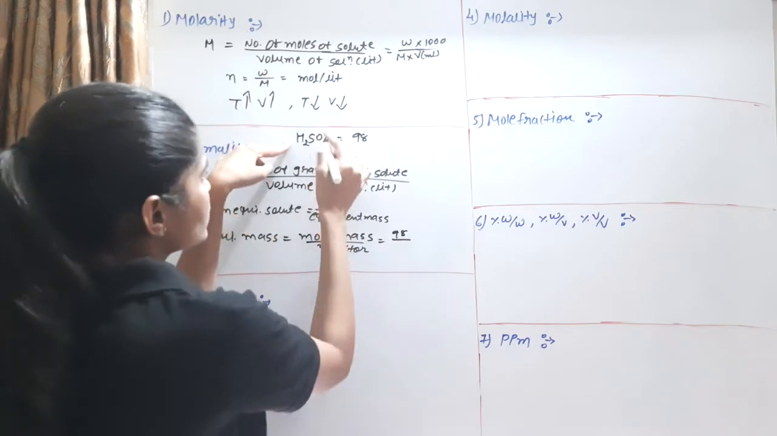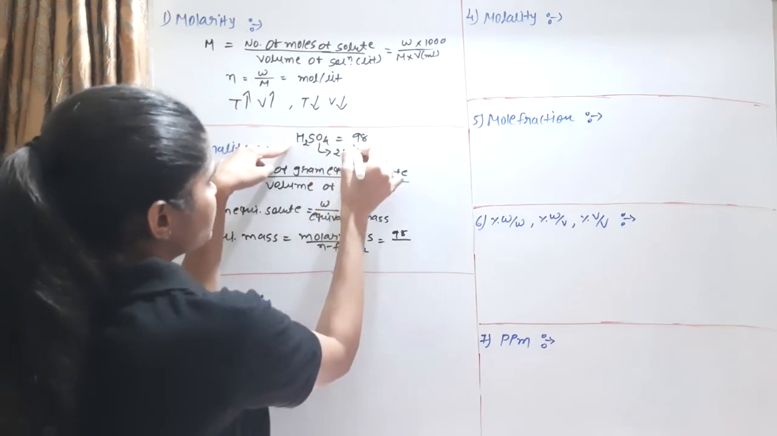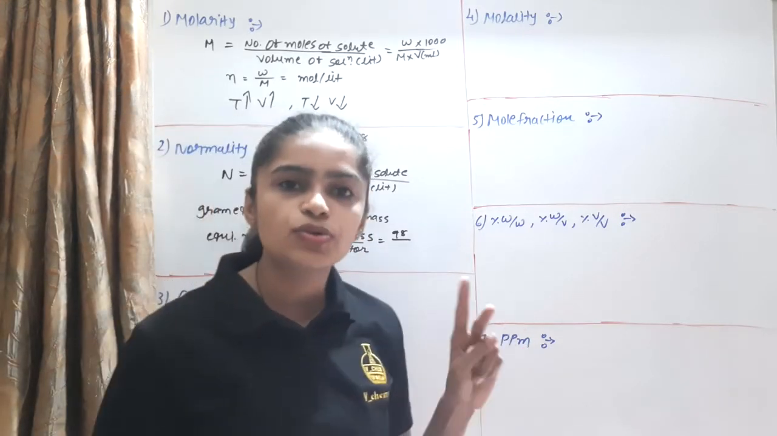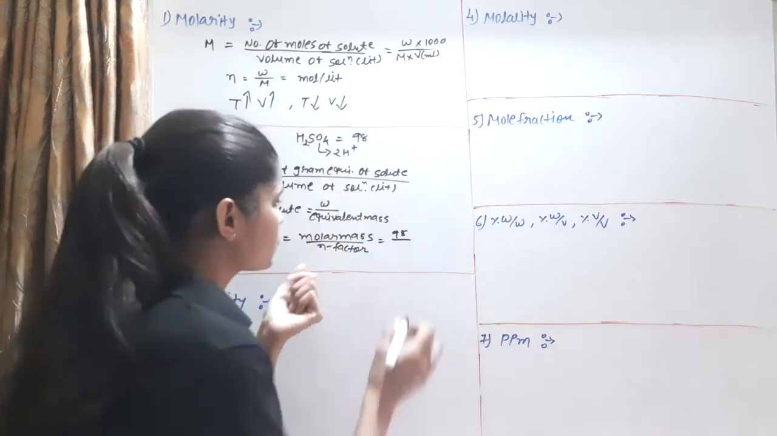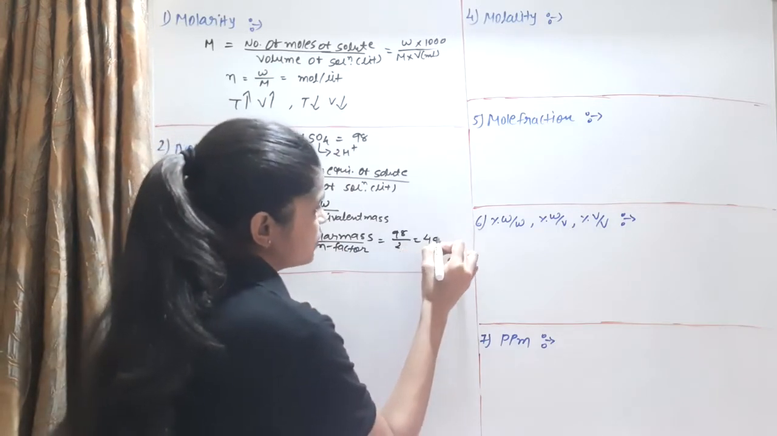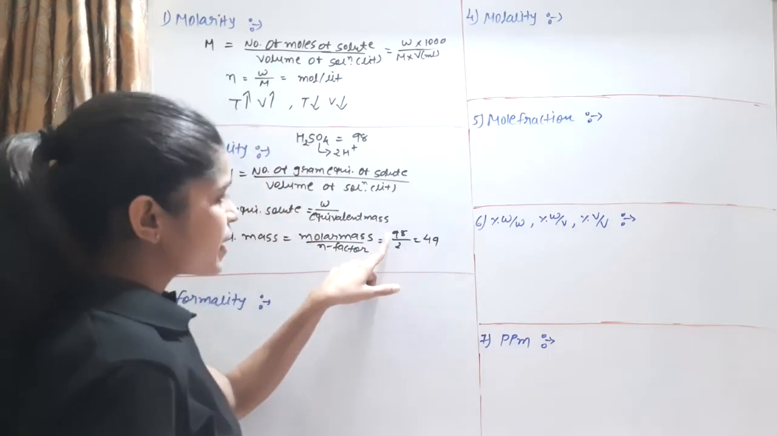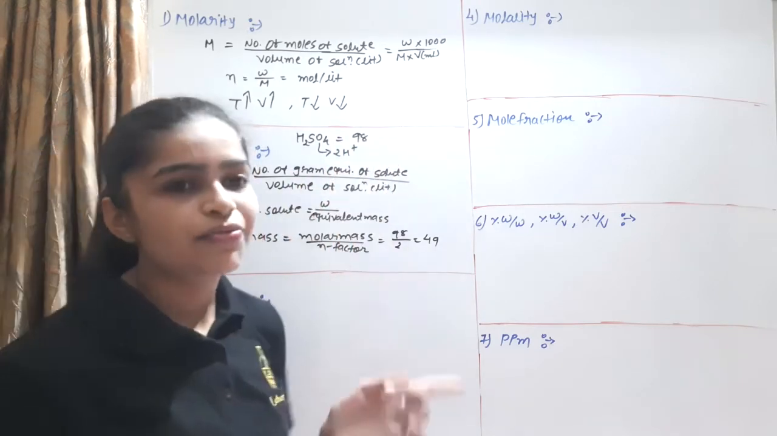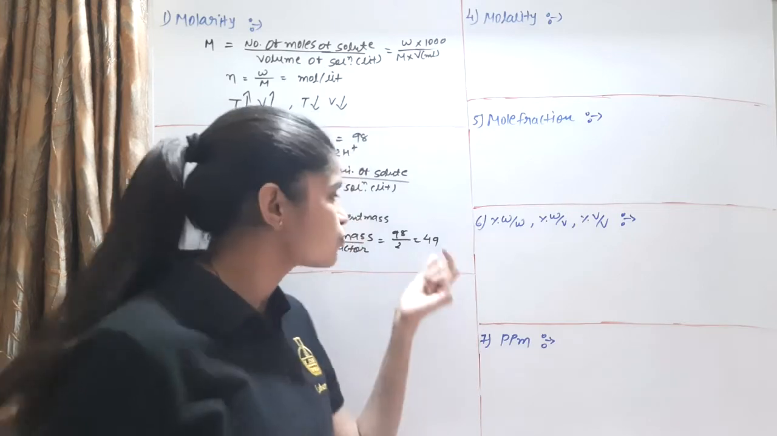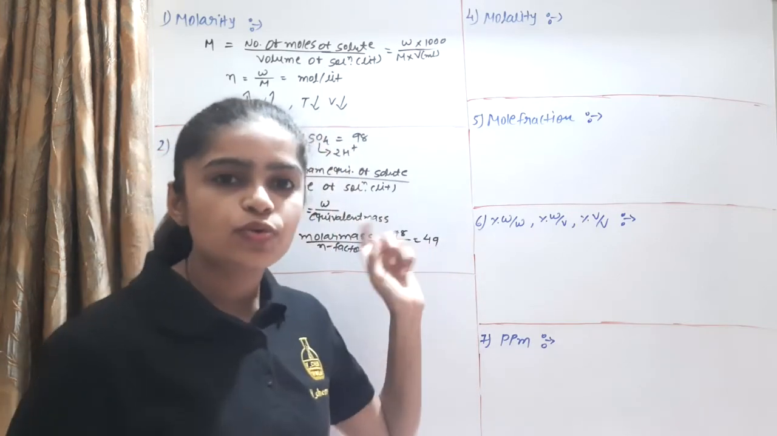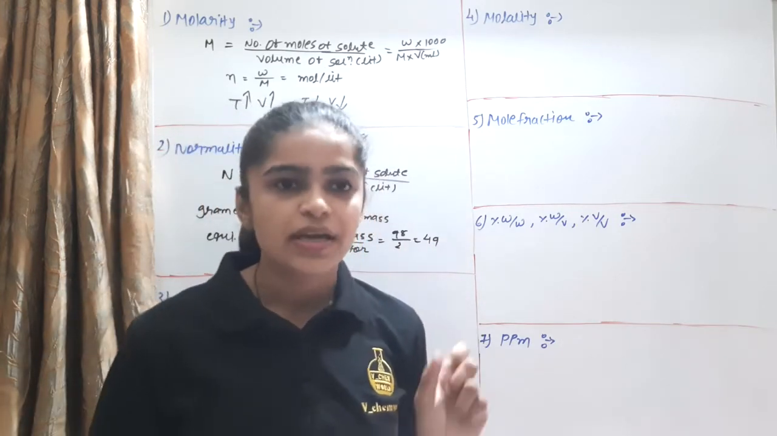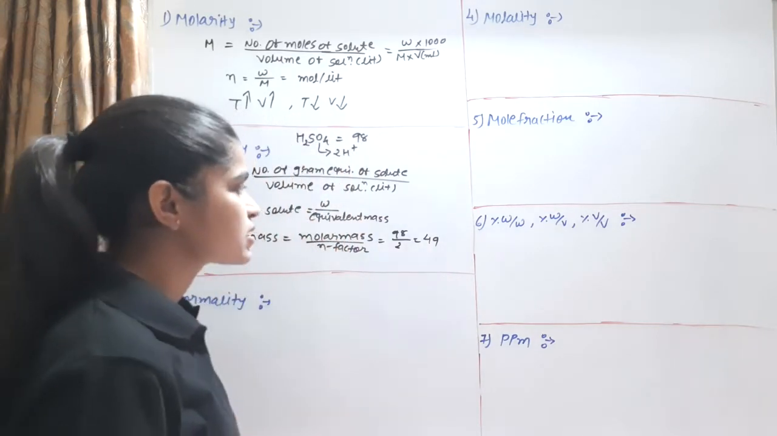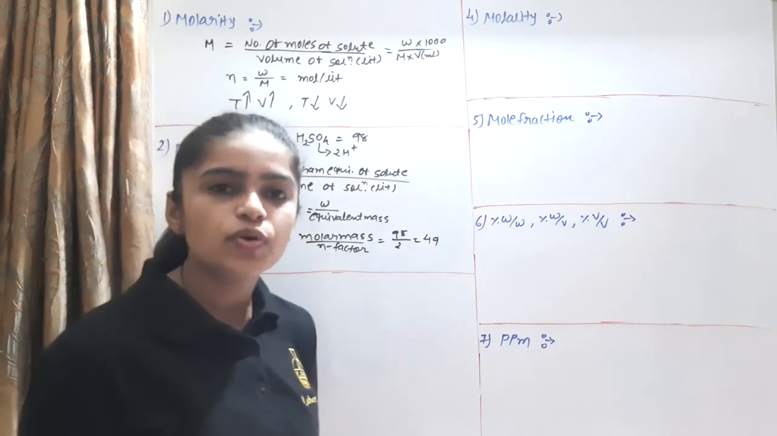But H2SO4 removes 2 H plus ions, so the n factor is 2 because it removes 2 H plus ions. That means we divide 98 by the n factor 2, giving 49. To find the molarity we use 98, but to find the normality we use 49 because the n factor of H2SO4 is 2. So the equivalent mass is equal to molar mass upon n factor, which is 49.